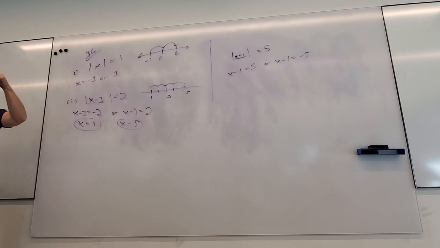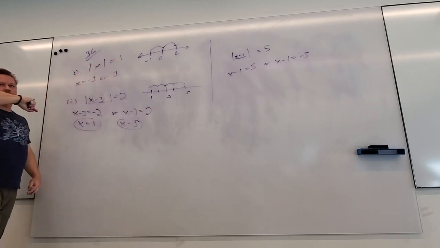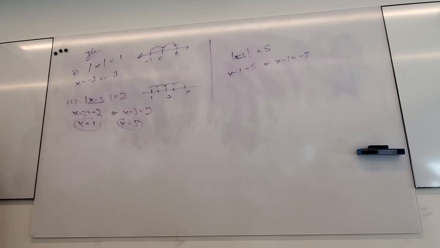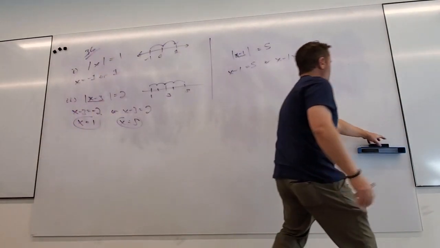So almost always, there's this concrete kind of visualization of what we're doing. So that is the concept, right? Whatever's inside the absolute value could equal this or negative this. Now, the nuts and bolts of how to solve an absolute value equation, we've got it now.